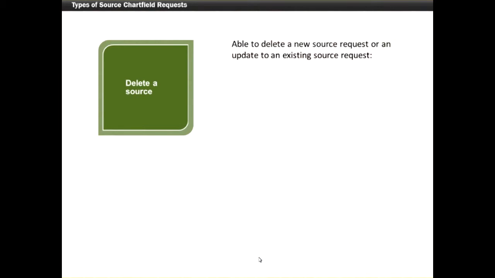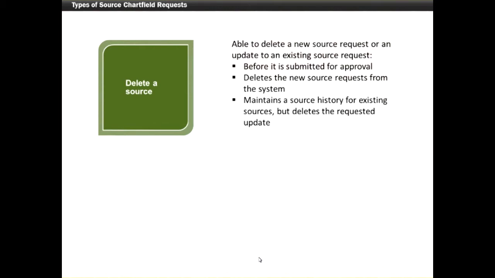Next, we're going to take a look at deleting a source. So you're able to delete a new source request or a request to update an existing source. And you do this before it is submitted into the approval workflow. So nothing has been created in the system at this point. And you can delete new source requests from the system. And when you delete it, it actually removes it from the system immediately.